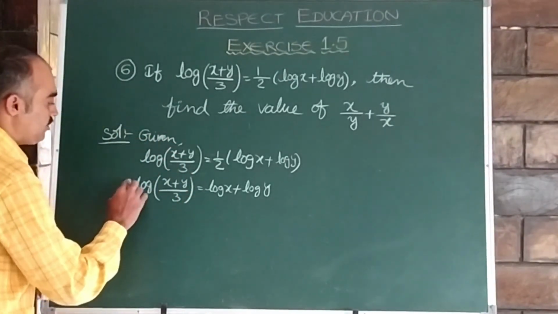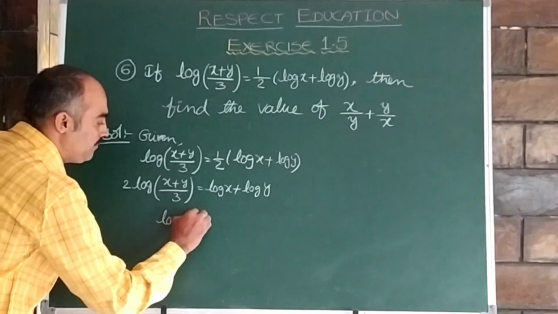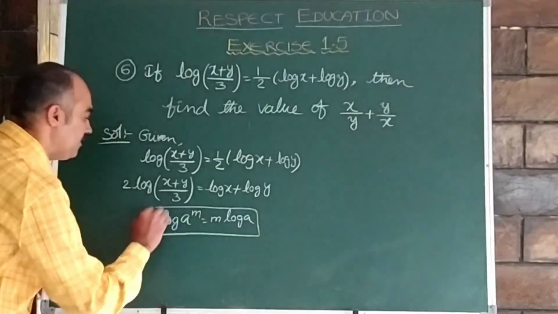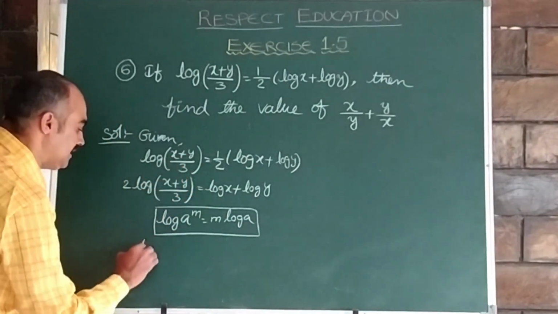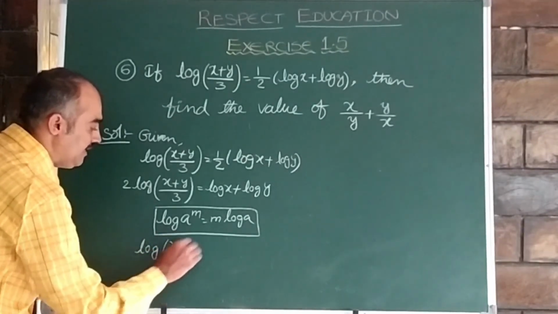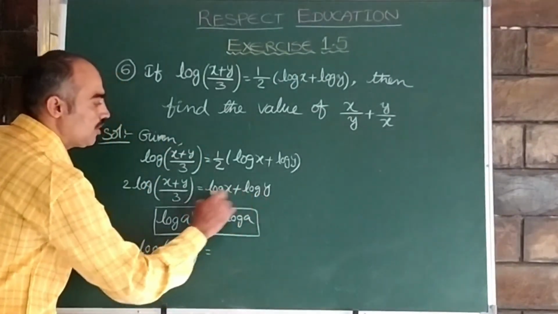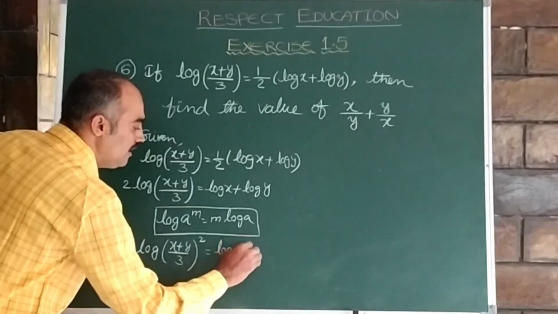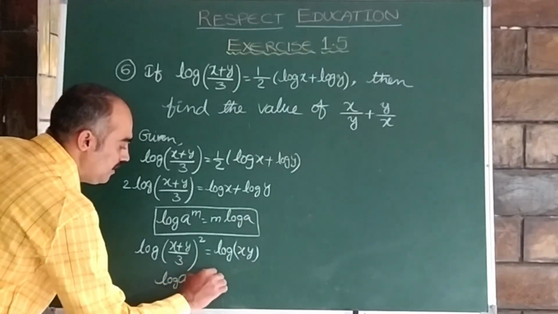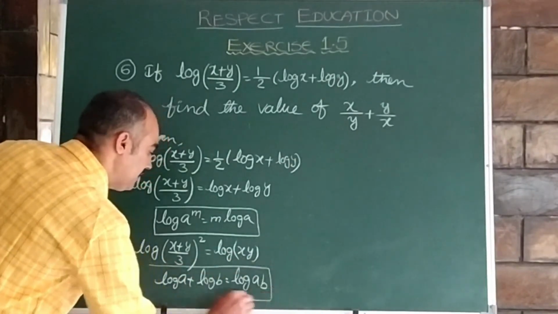So again, as you know, this 2 moves forward. The formula is that log a power m can be written as m times log a. Based on this formula we can write this 2. So let us send the 2 up, that is log of (x plus y) by 3, whole square, is equal to log x plus log y, and by the formula log a plus log b is equal to log ab, it is log xy. Clear? This is the formula applied here.